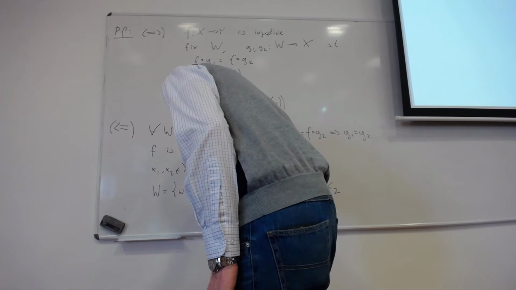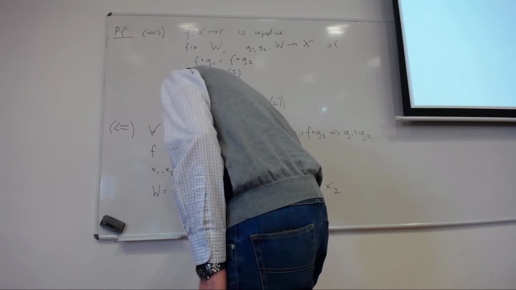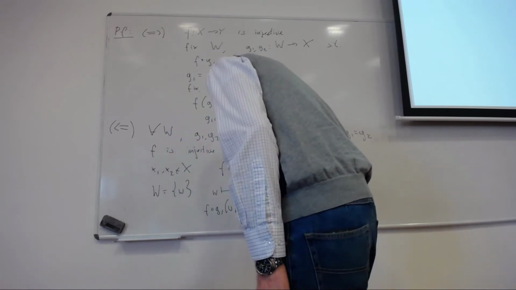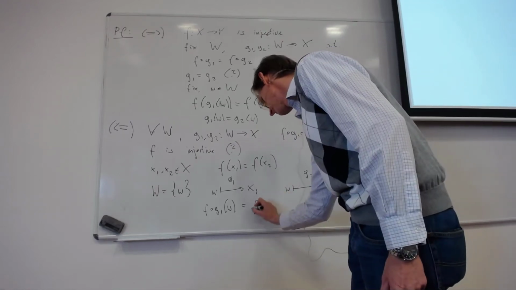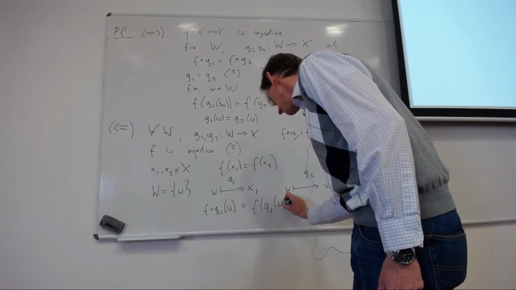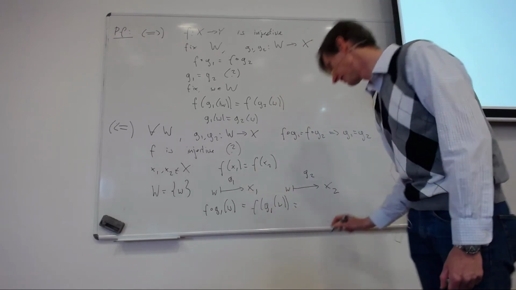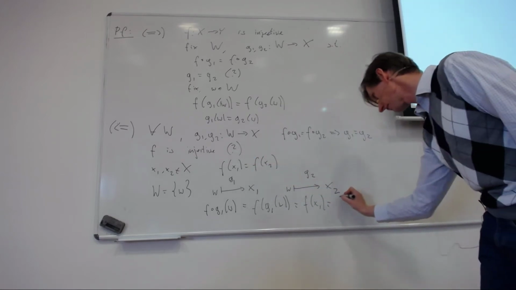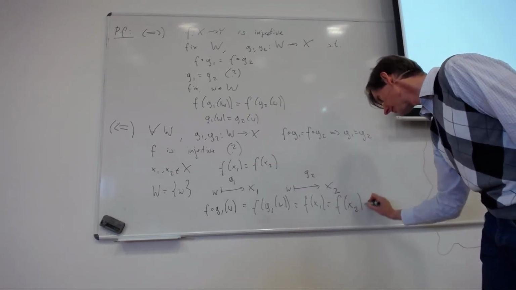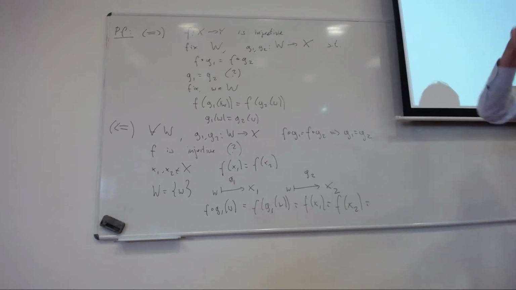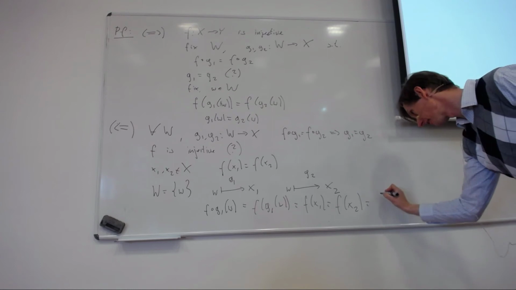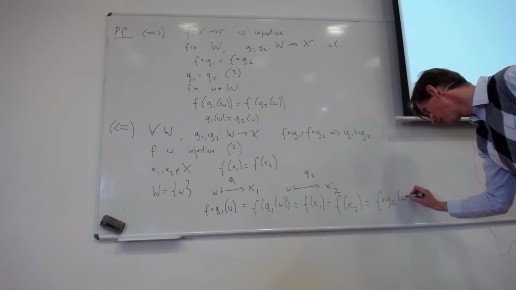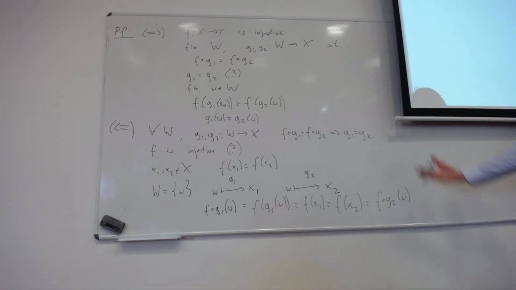So what is F composed with g1 of W? Well, this is just F of g1 of W. g1 of W is x1, so this is just F of x1, which is the same thing as F of x2. And then we can follow the same reasoning in the other direction, so that will be the same thing as F composed with g2 of W.